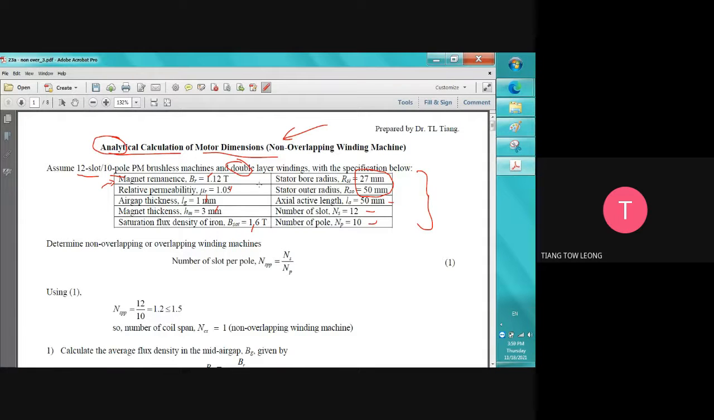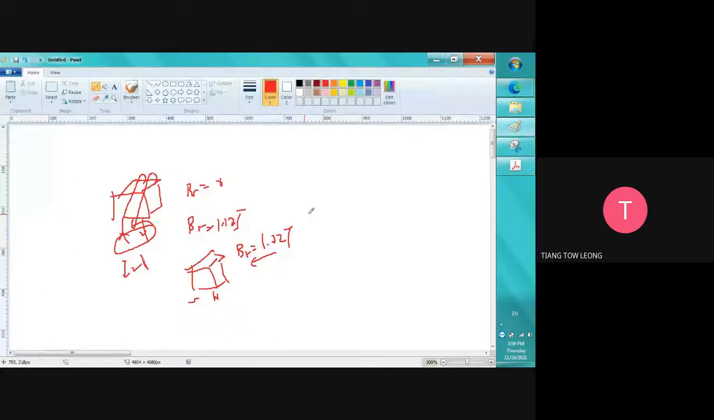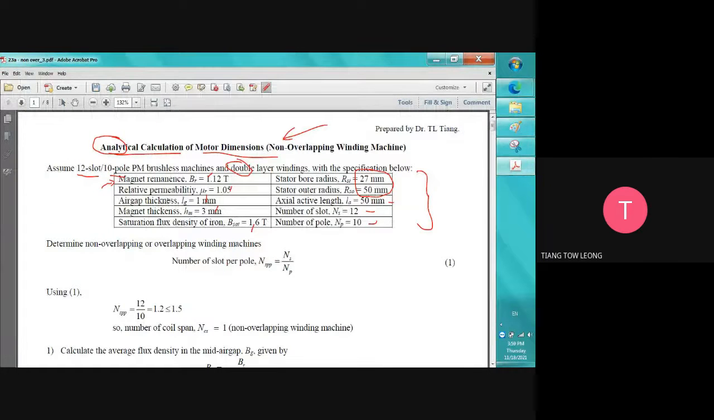And then relative permeability means the characteristic of the magnet. And then air gap thickness is the motor airgap.